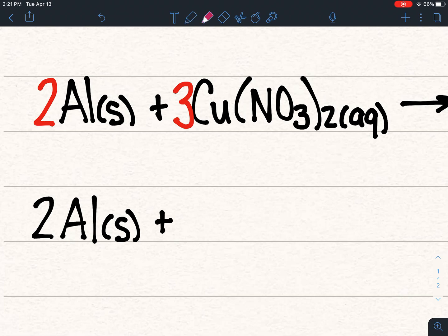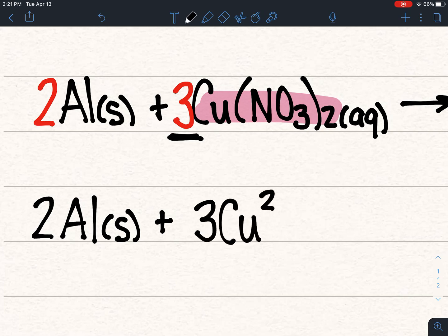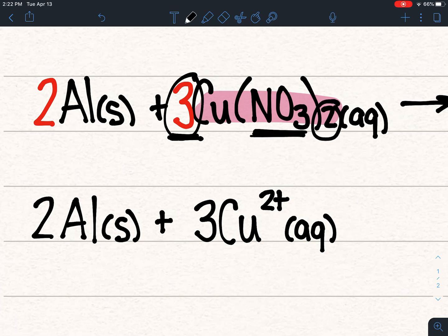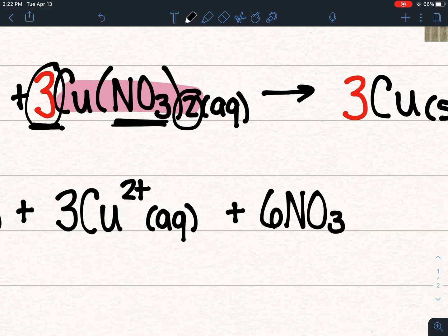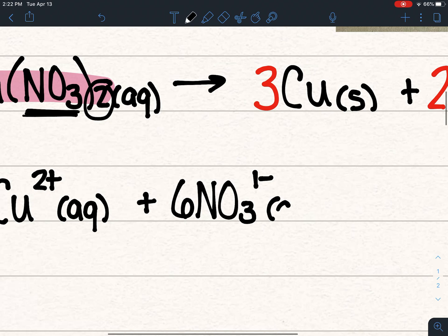If it is an ionic compound, and copper(II) nitrate is an ionic compound, we're actually going to break that down into its individual pieces. So we have copper ions and nitrate ions. We have 3 copper ions, so we'll write 3Cu2+, and because it's an ion, we're going to write aqueous after it. Then we have to figure out how many nitrate ions we have. Well, we have 3 times 2, so we have 6. And in these equations, it's important to write out the full balanced equation. So we have 6NO3−, and again, it's aqueous.